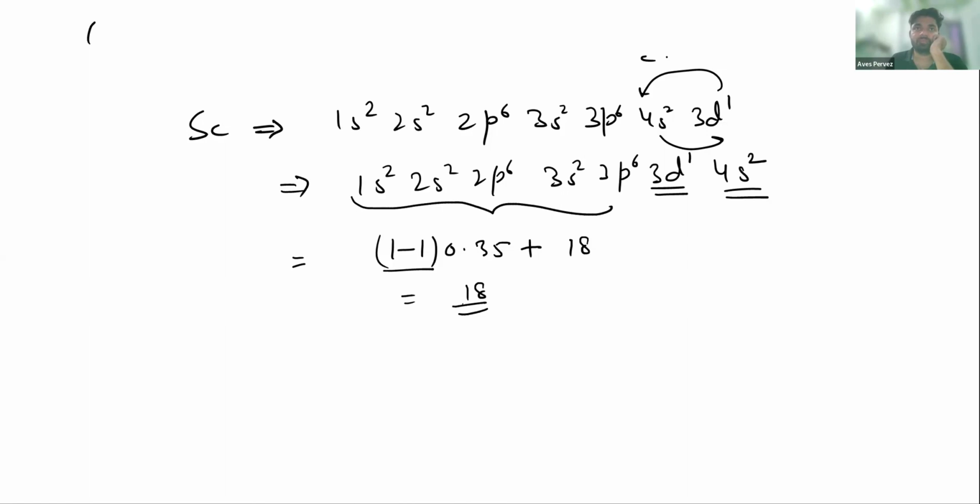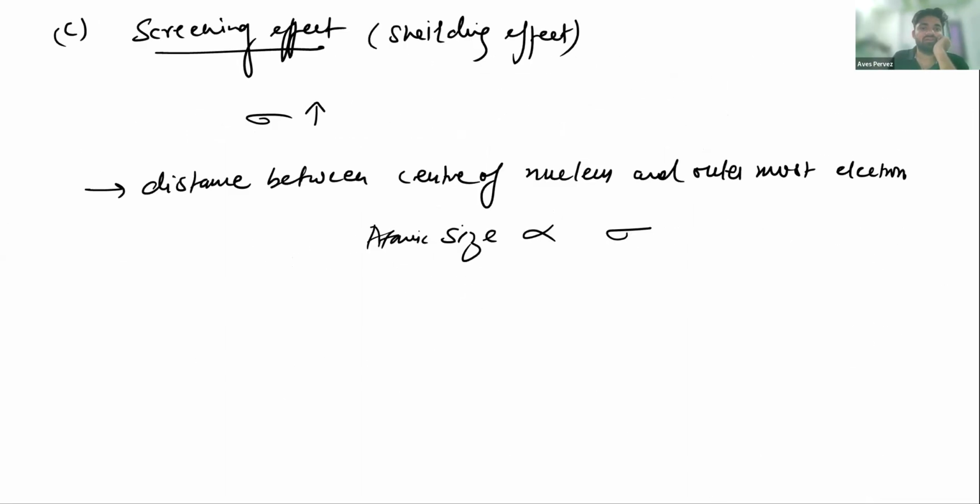Now the next one: we are discussing the factors affecting atomic size. Screening effect we have done. Screening effect means sigma. So the more the screening effect, the more the atomic size. Got it? Now the next one is periodicity in atomic size, meaning repetition of the same atomic size. So periodicity is important.